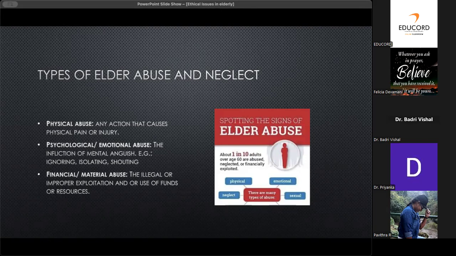And the biggest problem with this kind of abuse is that the patients usually do not understand that they are being subjected to physical or material abuse. Because what they say is, we are living with our son and daughter, or with some of our relatives, what's the harm in spending? They are doing so much for us, but it is not actually required.